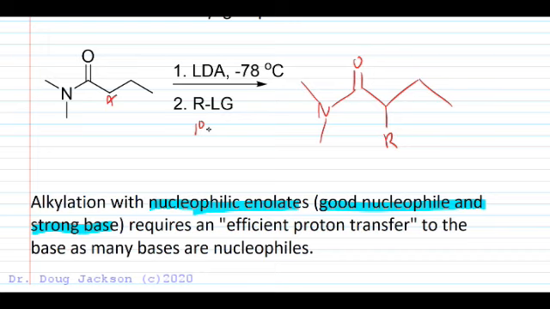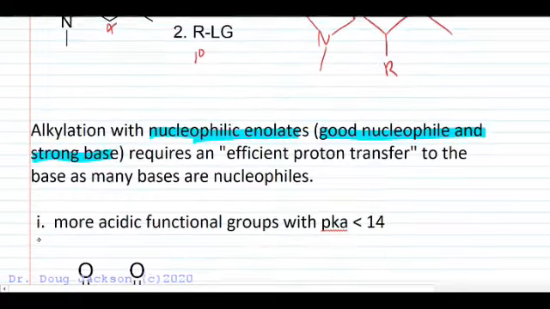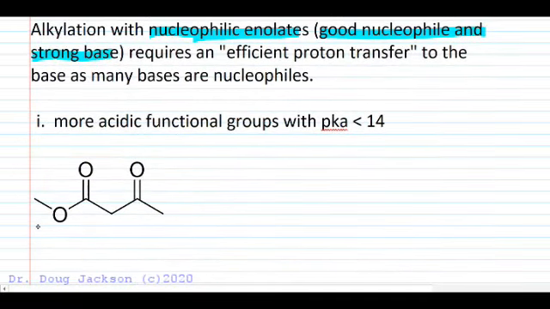So we've alkylated here, but we chose a particular base, LDA, lithium diisopropylamide, and we need to look at why we're using that for this particular functional group. When we do alkylations, we require an efficient proton transfer, because a lot of bases can act as nucleophiles, especially if they're in high concentration, even tert-butoxide in high concentration in a solution.